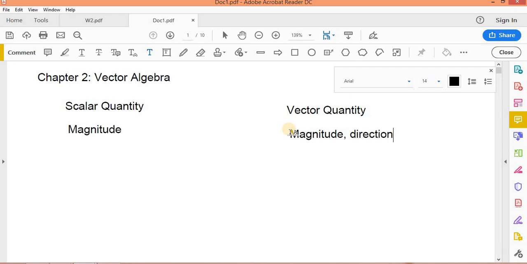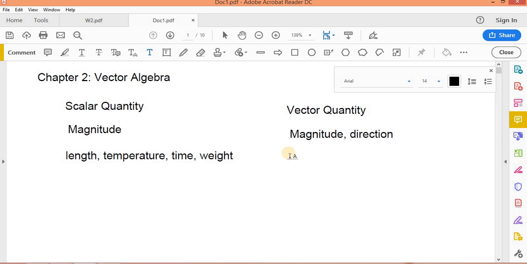So examples of scalar quantity include the length of a pencil, the temperature, body temperature, and also time, weight, things like that.